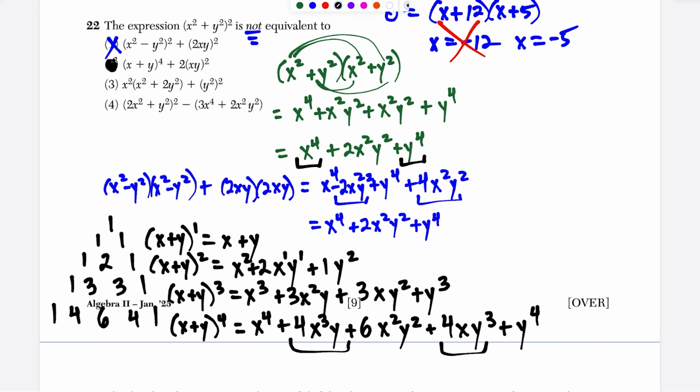So that's how I know choice 2 is going to be our answer, because that's definitely the one that doesn't match. But just as an exercise, if you want to expand the others, you'll see that they do match the original. So choice 2 is definitely correct.